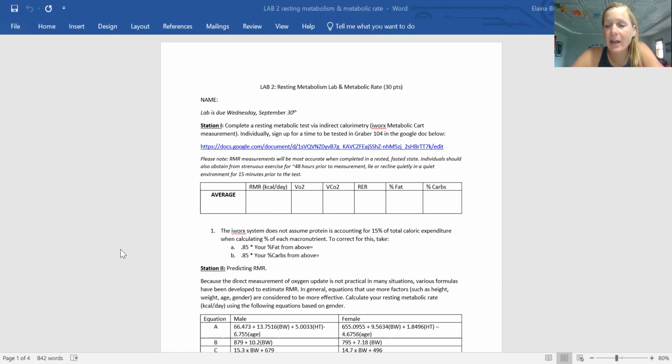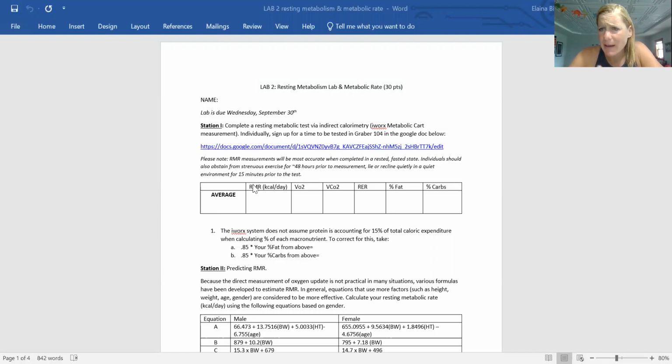So ideally, you want to do this first thing in the morning. So you haven't eaten breakfast, you haven't exercised, you haven't had any caffeine. That's the best way to have the most accurate results. And this will take place in Graber 104. Again, we'll do individual appointments.